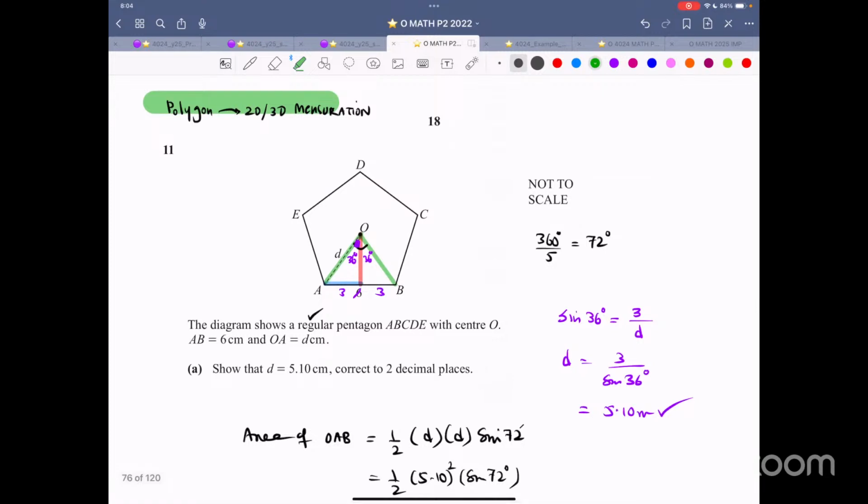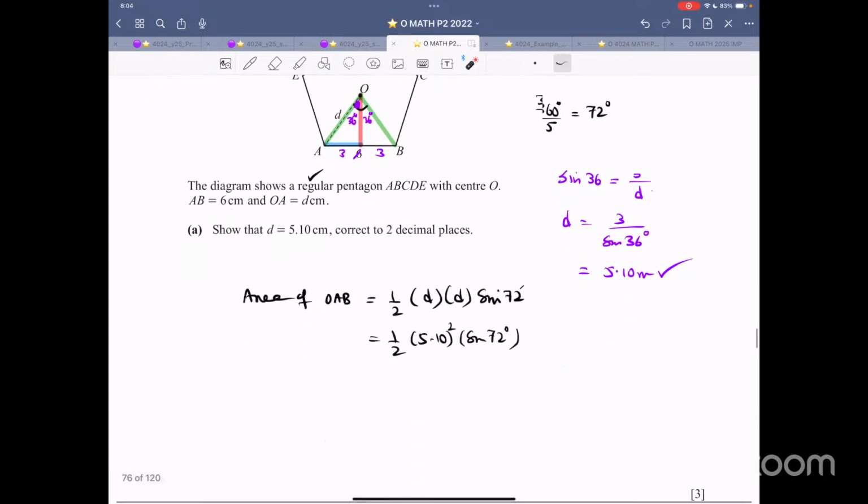It says the diagram shows a regular pentagon with center O. Regular, it means all the 5 sides are equal. AB is 6, OA is D. This angle over here is 360 divided by 5, that is 72 degrees. Since it is an isosceles triangle, therefore one of the angles is 36. We are focusing on one of the triangles. Sine of 36 is opposite divided by hypotenuse. We find the value of D, 5.10.